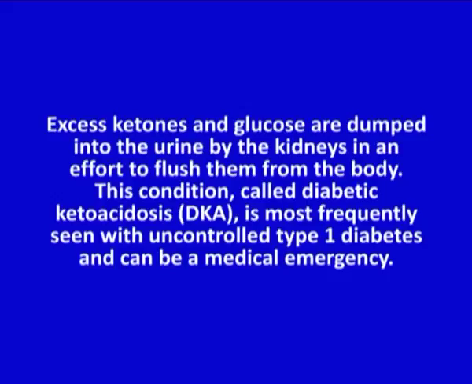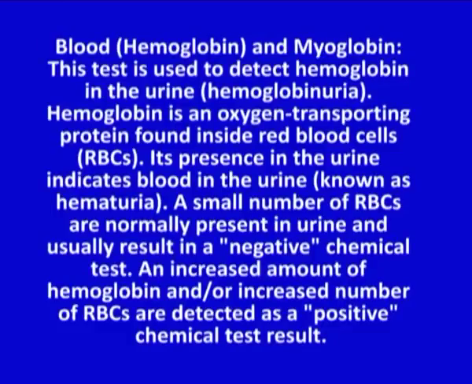Excess ketones and glucose are dumped into the urine by the kidneys in an effort to flush them out of the body. This condition, called diabetic ketoacidosis (DKA), is most frequently seen with uncontrolled type 1 diabetes and can be a medical emergency. Now, blood, that is hemoglobin and myoglobin.